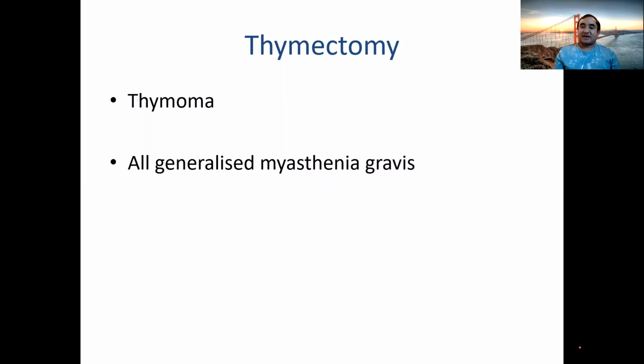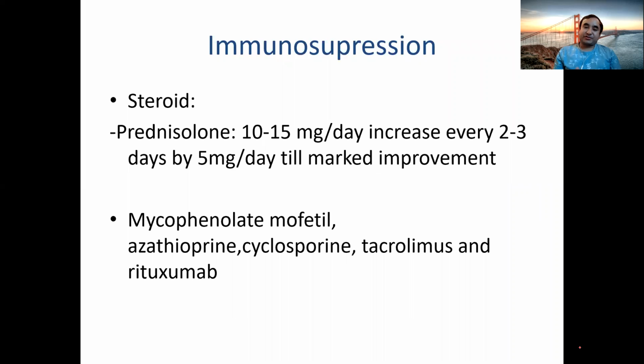And thymectomy, as I have already told, we have to do in thymoma, and in all patients of generalized myasthenia gravis, we should always consider thymectomy, and we have to take help from our CTVS surgeon for the evaluation of the thymectomy. For immunosuppression, if someone has generalized myasthenia gravis and is not improving with symptomatic treatment with pyridostigmine, then we have to try immunosuppression with a steroid like prednisolone.